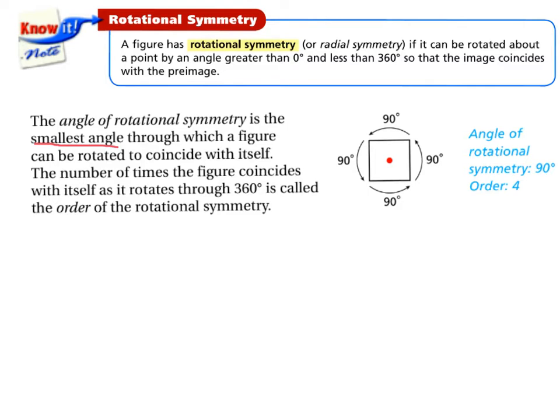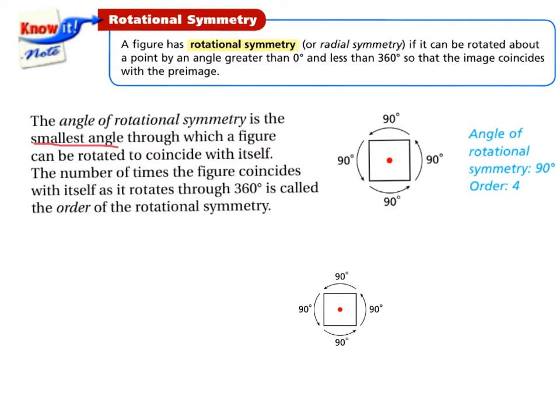So for example, if you took this square right here and I spun it, how many degrees could I spin it to get an image that coincides with itself? Well, you would only have to spin it 90 degrees. So the angle of rotational symmetry is 90 degrees because that's the smallest angle. Now, how many times would you have to move it 90 degrees to get 360? Well, 90 goes into 360 4 times, so we would have an order of 4.